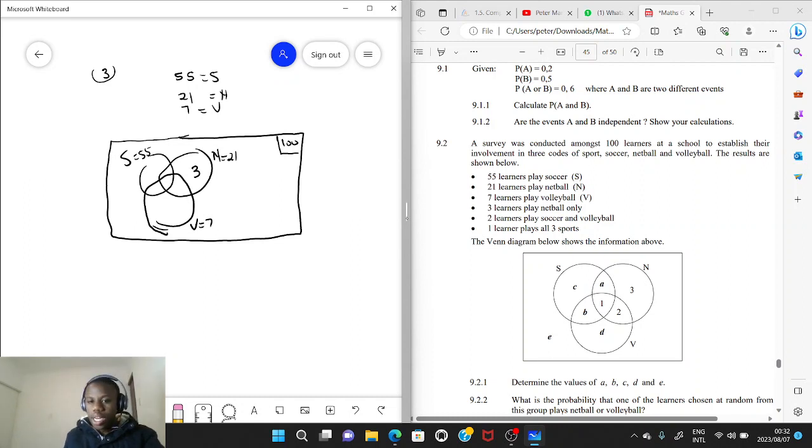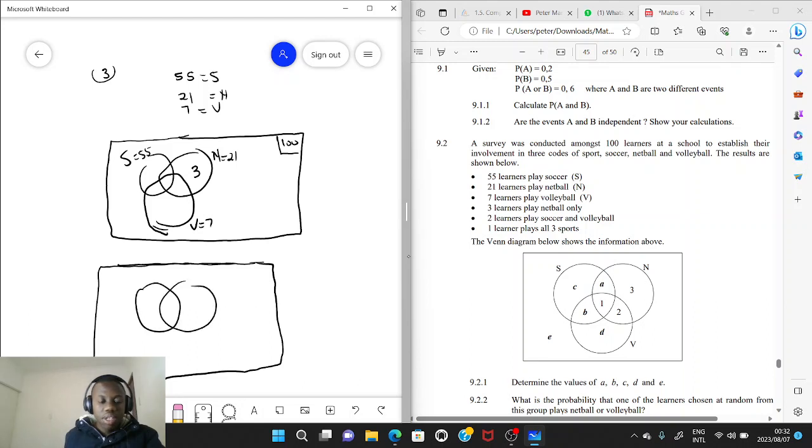And the other thing being that two learners play soccer and volleyball. And I want you to note that whenever you are given 3 events or 3 sets, so here I have A, B, C, right? And then they speak about the intersection of, let's just simply say, the intersection of B and C. So what is meant? They said B and C. They never said B and C only. They said B and C. So we want where B and C overlap. We want where they overlap each other, these two even.